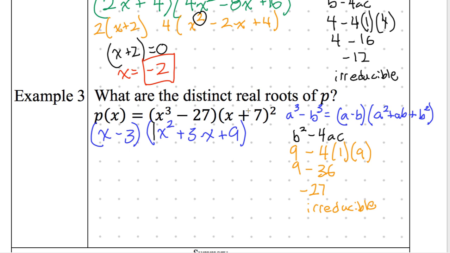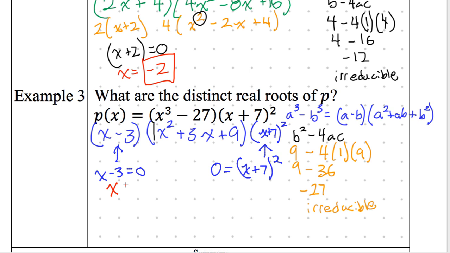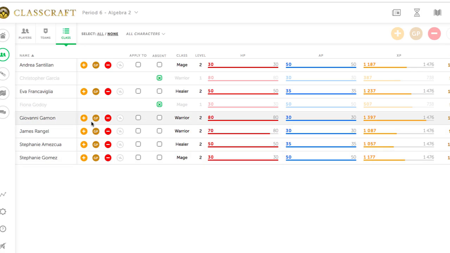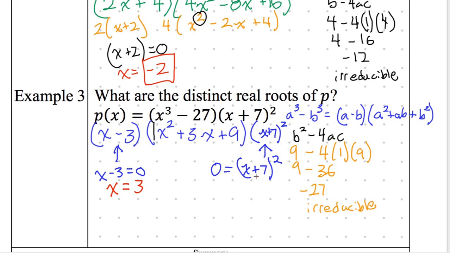Worry about this thing. But I also have this x plus 7 squared still. So don't forget your x plus 7 squared. It's already factored. So I have this thing and this thing that have real roots. Set them equal to 0. X minus 3 is equal to 0. X plus 7 quantity squared set equal to 0. X equals 3. You're good. I'll just give you the correct answer.